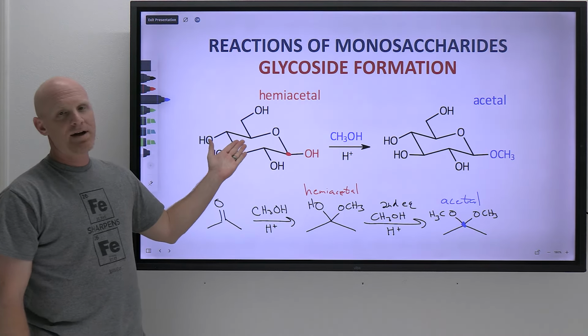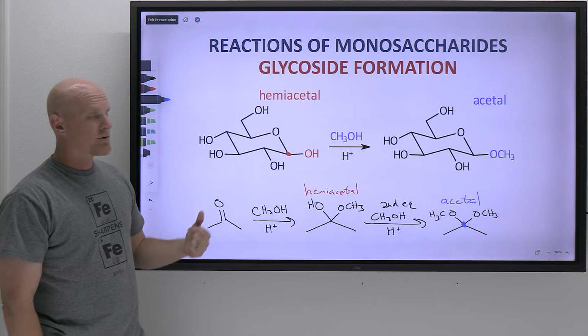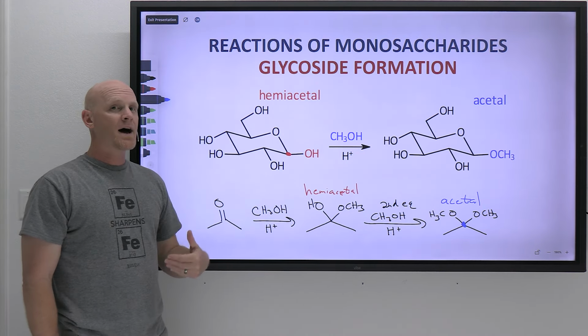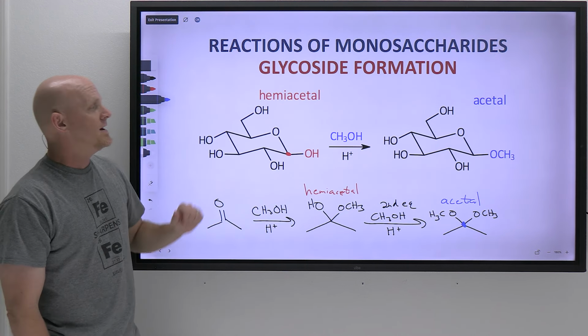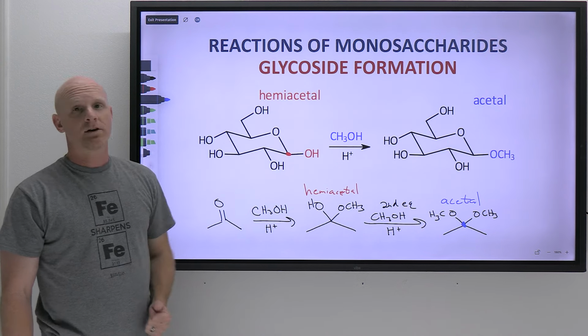Well, here we've already got a hemiacetal. This was formed from the cyclization of your monosaccharide. The first hydroxyl group that added was already part of that monosaccharide. The second one, though, is going to be from another source. And in this case, I'm adding methanol.